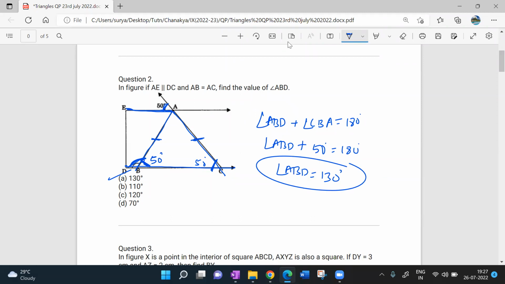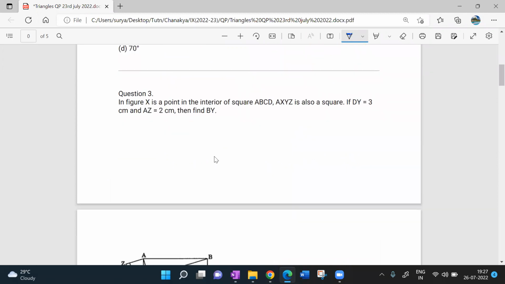Any doubts, children, here? In a figure, X is a point in the interior of a square.